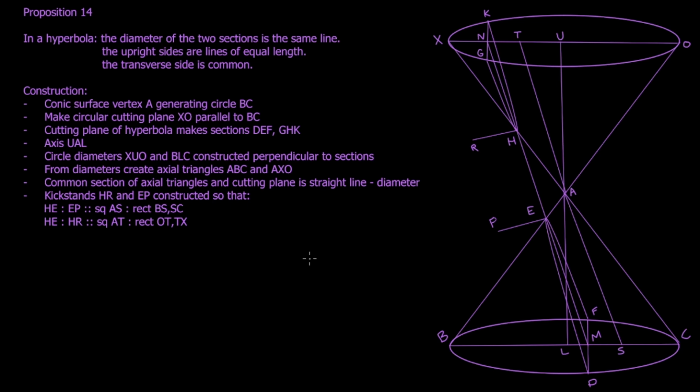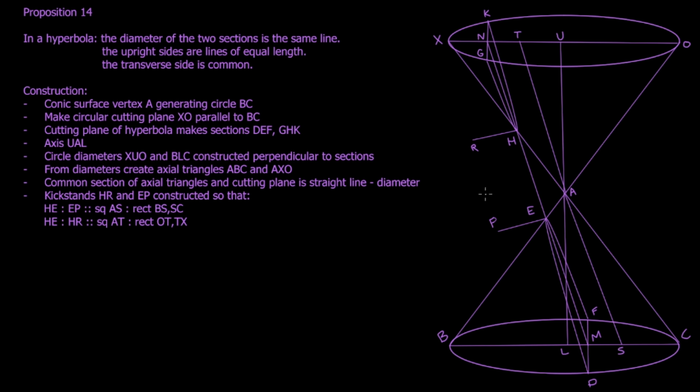Okay, welcome to Proposition 14. Proposition 14 is going to prove that if you have a hyperbola, the parts of either of the two sections, one on the top part of the conic surface and one on the bottom part of the conic surface, are the same or equivalent. So we're going to prove that the diameter of the two sections is the same line. This transverse side, HE, is common to both of them, and most importantly, that these kickstands, or upright sides, are constructed equal to one another.